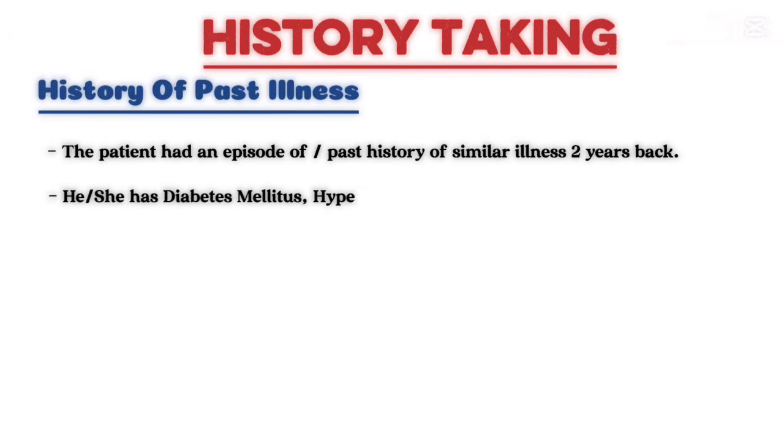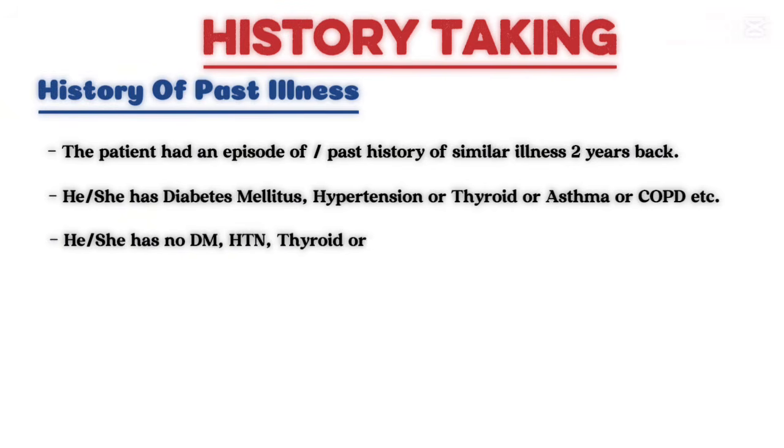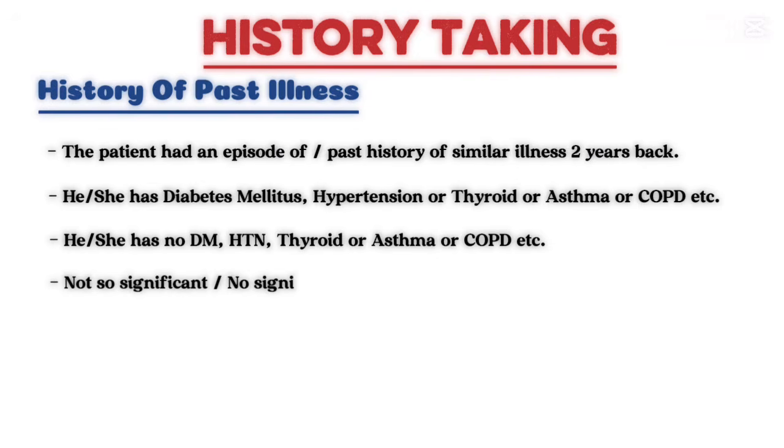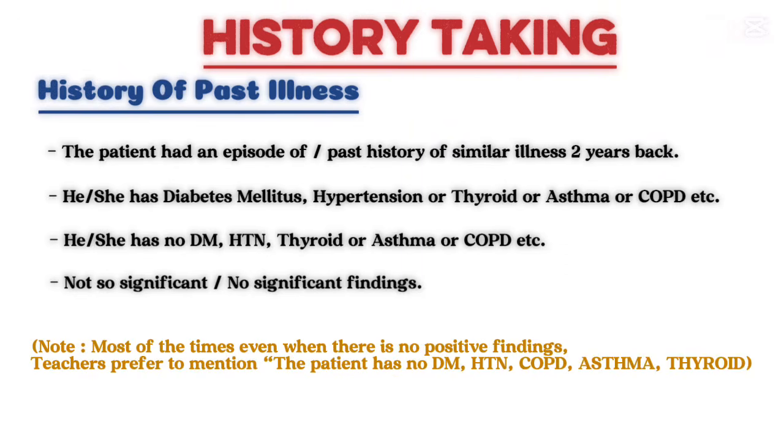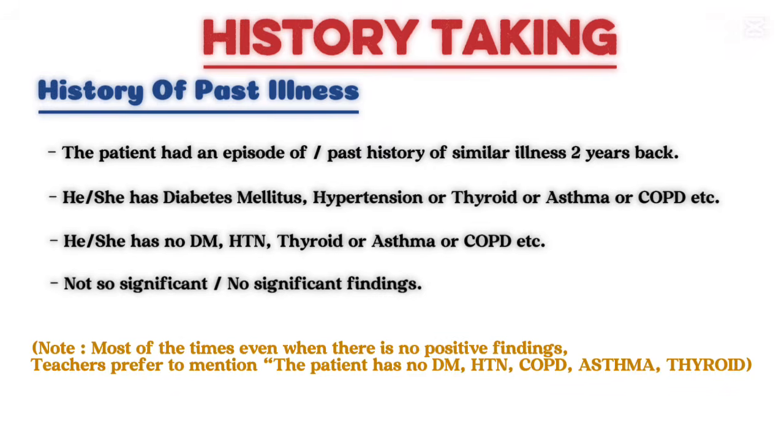So here, for example, if a patient had a history of similar illness in their past, then we write the patient had a history of similar illness 2 years back or certain time back. Now, if the patient had conditions like diabetes mellitus, hypertension, thyroid, asthma, COPD, then we mention it over here, and even if they do not have this condition, then we still have to mention that the patient has no diabetes mellitus, hypertension, thyroid or asthma or COPD. Or if the patient had no significant history in the past of any illness, then we write not so significant or no significant findings.